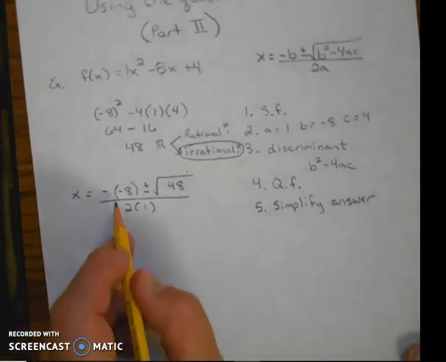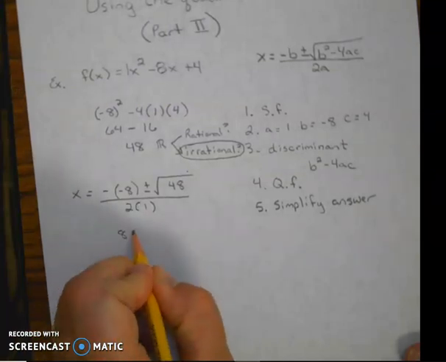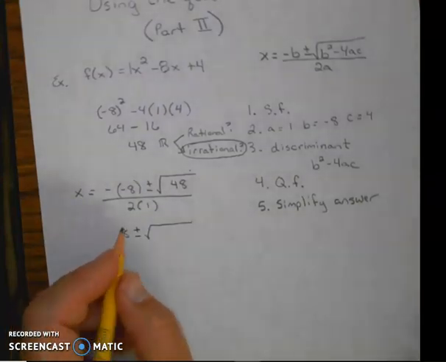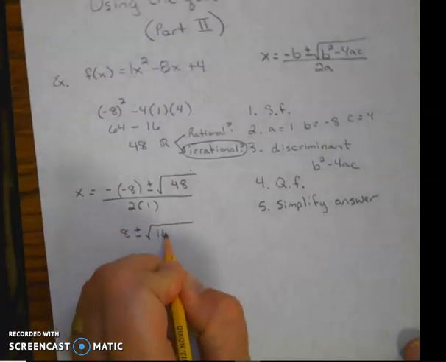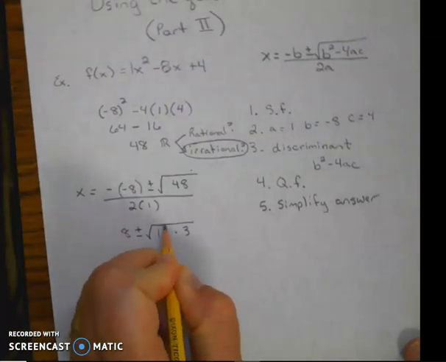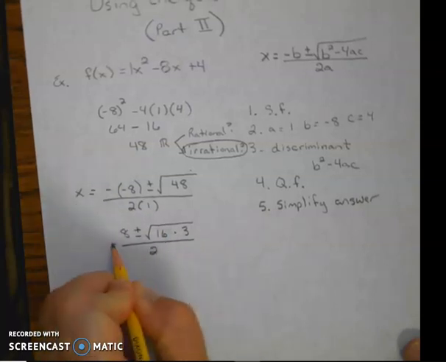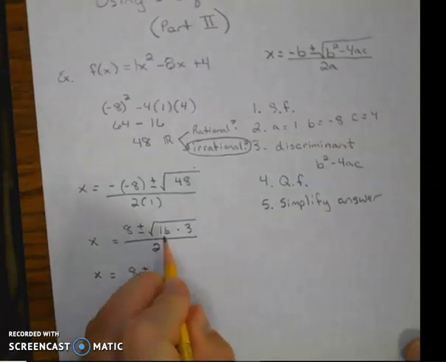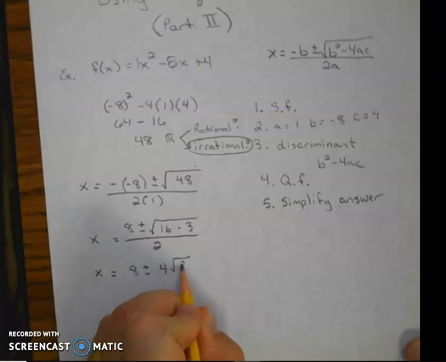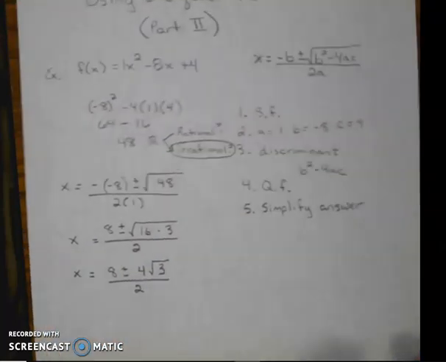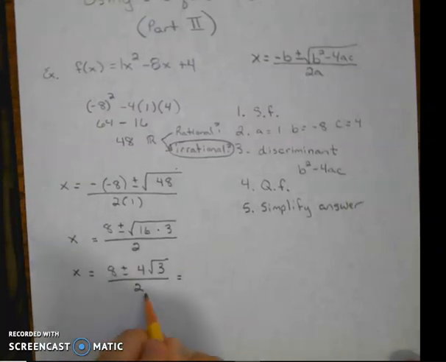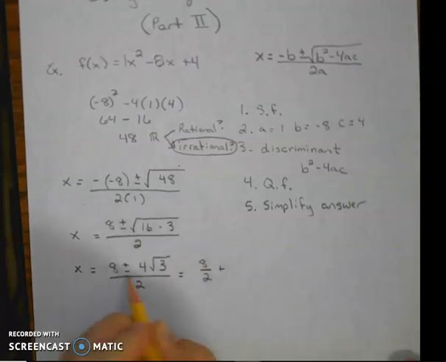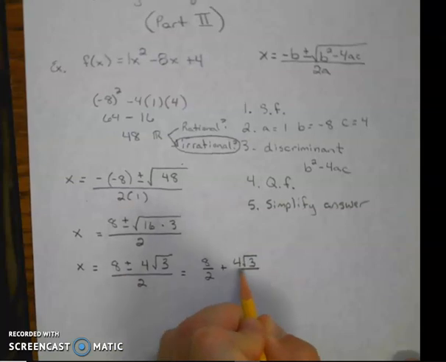So here we go, -1 times -8. 48 is going to break down to, let's see, 16 times 3. There's our perfect square. Continuing to simplify, square root of 16 is 4. Then breaking this into two fractions, we have 8 over 2 plus 4 radical 3 over 2.